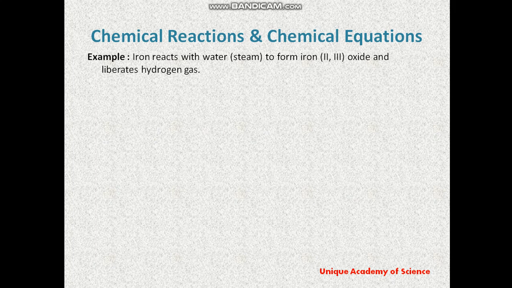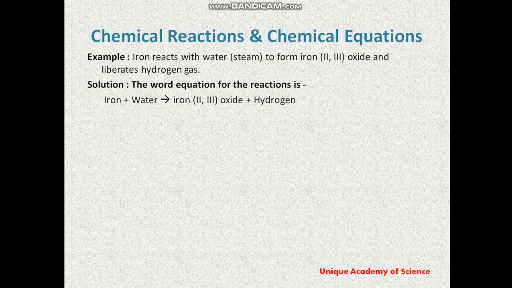Now another example statement is given: iron reacts with steam to form iron 2,3 oxide and liberates hydrogen gas. So iron reacts with water. In the word equation, iron plus water are the reactants and produce the products: iron 2,3 oxide plus hydrogen gas. So this is the product and these are the reactants.